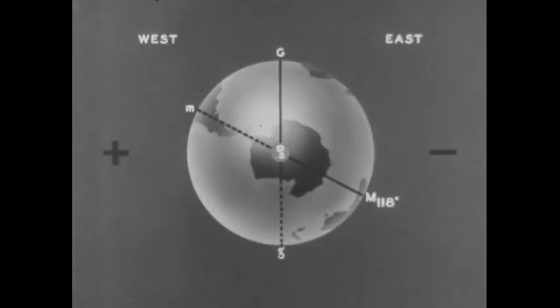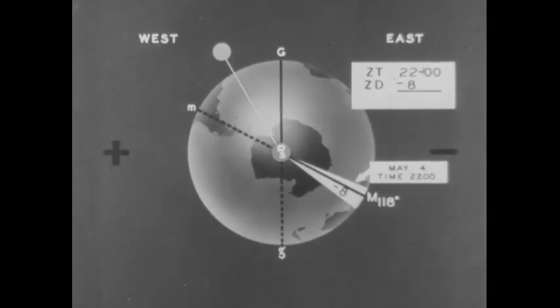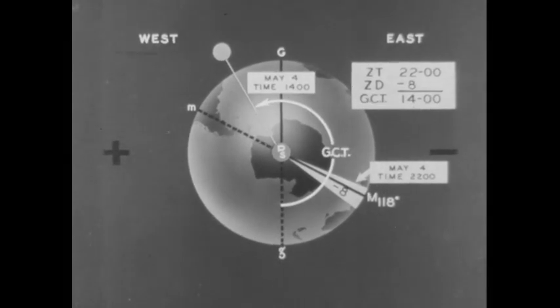Let us now examine the problem for an observer in east longitude. Our longitude is 118 degrees east. The zone time is 2200, May 4th. Note that we are in zone -8, so therefore we subtract the zone description from the zone time. The result is the Greenwich civil time, 1400, and the date is still the 4th.